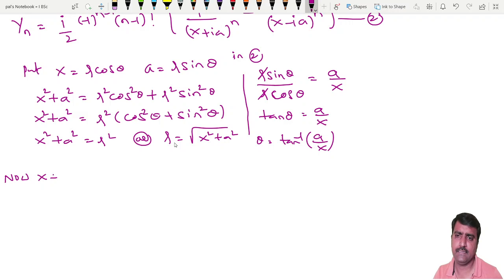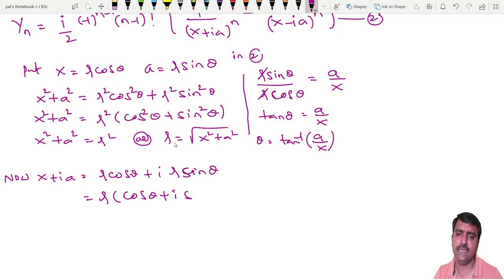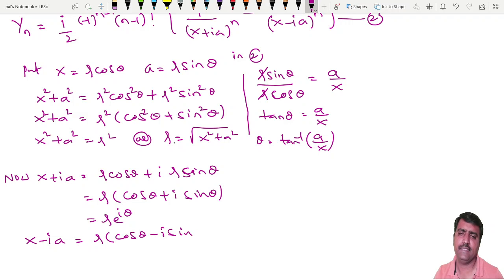So x plus ia is equal to x is what? r cos theta plus i into a is r sin theta, which is equal to, you take r common factor, it is cos theta plus i sin theta, which is equal to r into e power i theta. Similarly x minus ia is equal to r into cos theta minus i sin theta, so this is r into e power minus i theta.